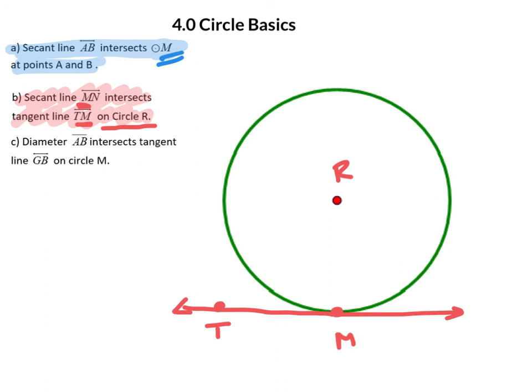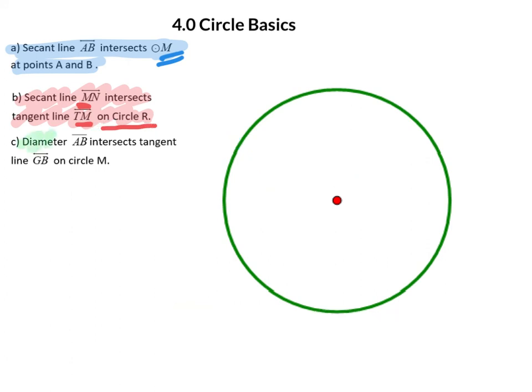So now I'm going to finish this by drawing in my secant line that goes through M. Right, and what was it called? MN, so let's put an N there. So let's make sure that this is done correctly. Here's my tangent line TM, and MN. M is key here because M is kind of that intersecting point between the secant and the tangent line on the circle R. That looks good.